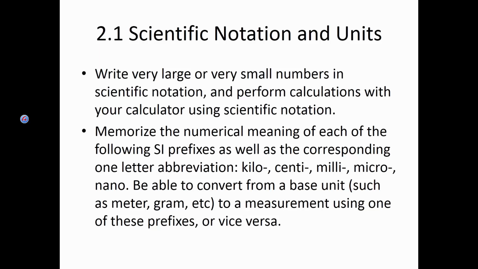Write very large or very small numbers in scientific notation, and perform calculations with your calculator using scientific notation. And then the second one, memorize the numerical meaning of each of the following SI prefixes, as well as the corresponding one-letter abbreviation: kilo, centi, milli, micro, nano. Be able to convert from a base unit, such as meter, gram, etc., to a measurement using one of these prefixes or vice versa. So these are the things we're going to cover in this first module.